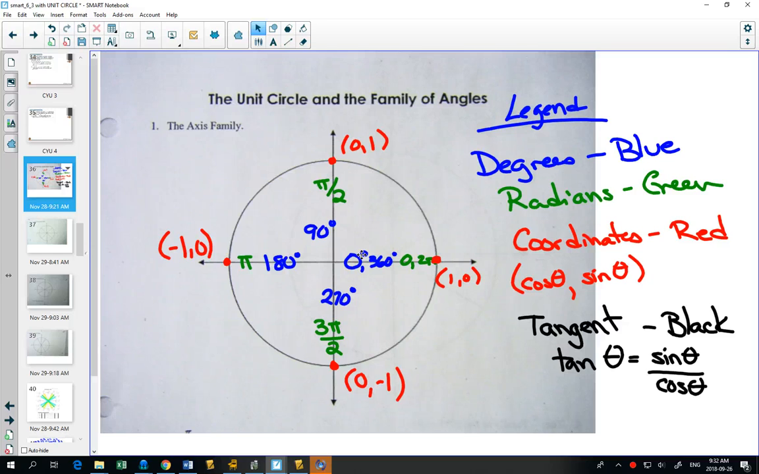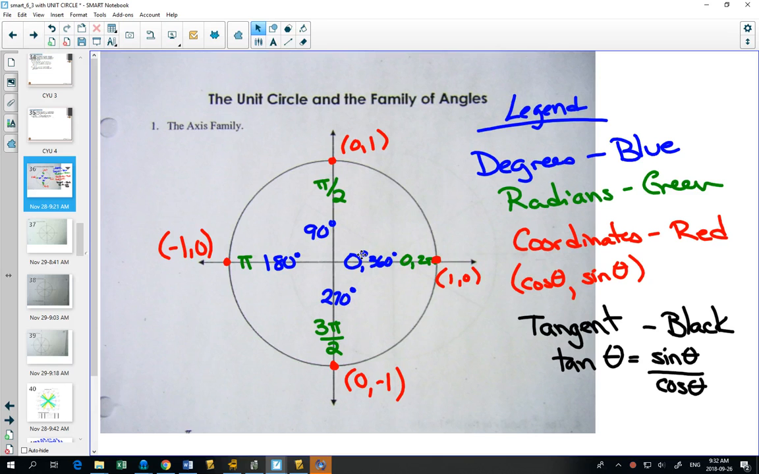So Mariel, pick someone. Sydney? What did I say? Sine of 270. Negative 1. So 270 is down here. Sine is the y coordinate on the unit circle. So sine of 270 is negative 1.